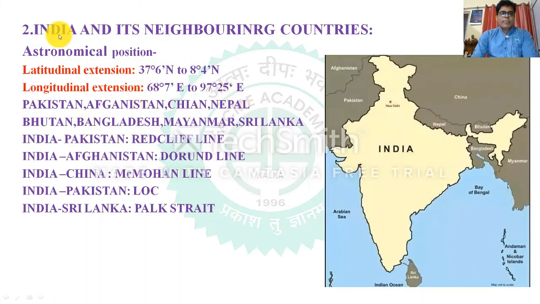The next topic is India and its neighboring countries: Pakistan, Afghanistan, China, Nepal, Bhutan, Bangladesh and Myanmar. Another is Sri Lanka. Between India and Pakistan there is a line called the Radcliffe line. India and Afghanistan, that is the Durand line. India and China, that is the McMahon line. Another line between India and Pakistan is called the LoC, or Line of Control. And between India and Sri Lanka there is the Palk Strait.